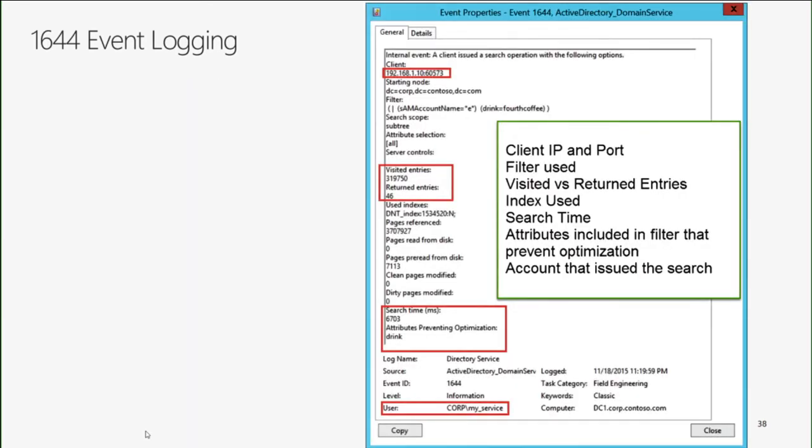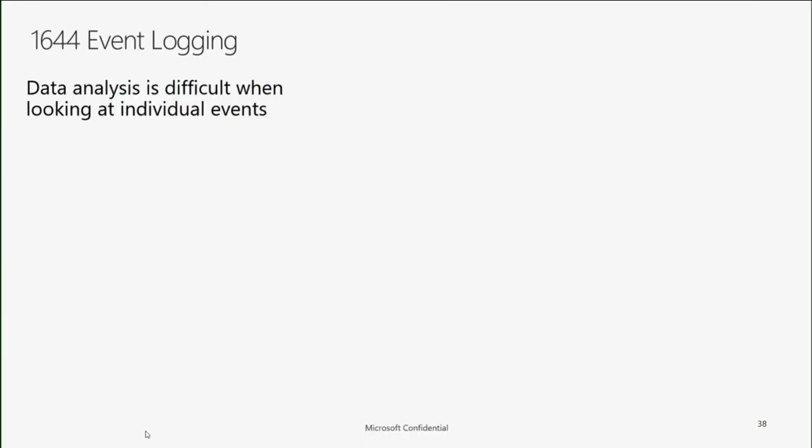And that helps you. Basically, when I get these cases, I just enable this Field Engineering to 5 right away. I reduce that search time threshold lower. That's causing a lot of 1644 events. It's hard to analyze just by one event per search.